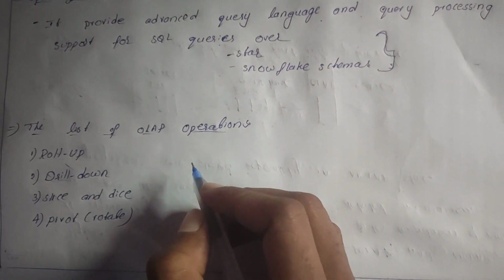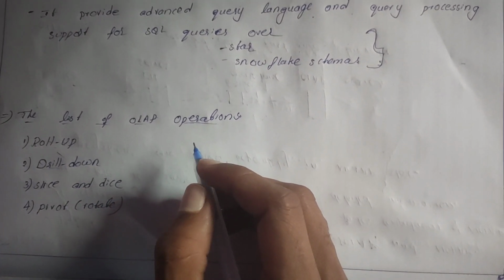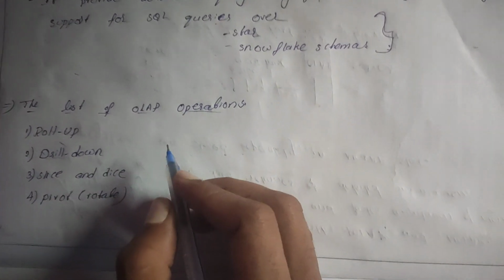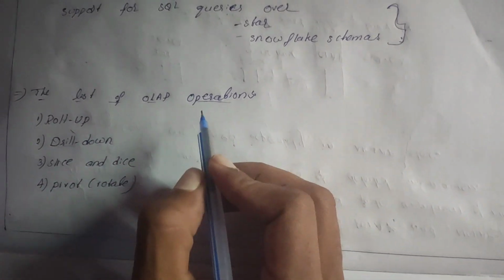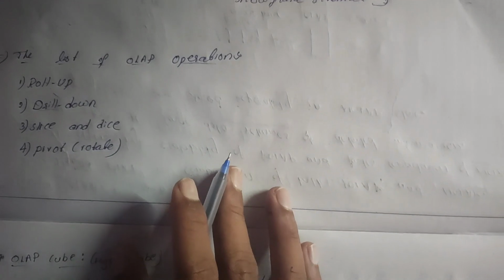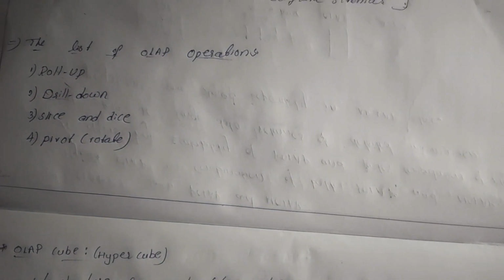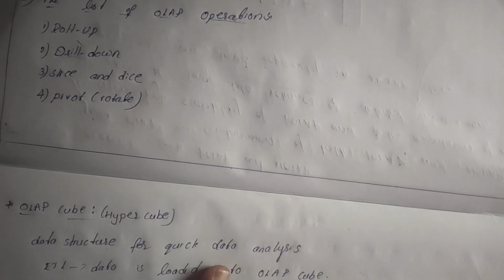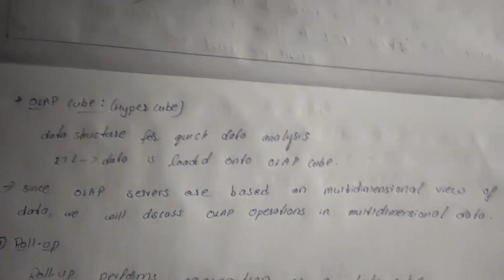In the previous class we discussed the types of OLAP, and today we will discuss OLAP operations. There are four types of OLAP operations: roll up, drill down, slice and dice, and pivot.